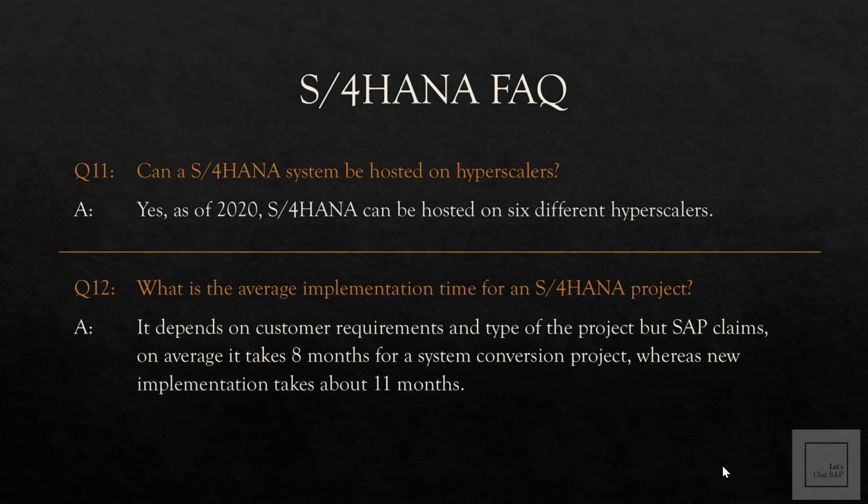12th question. What is the average implementation time for an S4HANA project? Obviously, it depends on customer requirements and the type of project itself, but SAP claims the average time taken is about 8 months for a system conversion project and about 11 months for a new implementation. The system conversion projects are quicker because it just converts an existing ECC system into a S4HANA system first, and then customers can activate additional S4HANA functionalities at a later stage. Whereas for new implementations, everything has to be redesigned from scratch. So it takes a bit longer than a system conversion project.